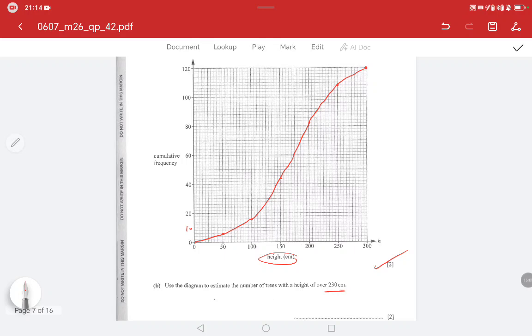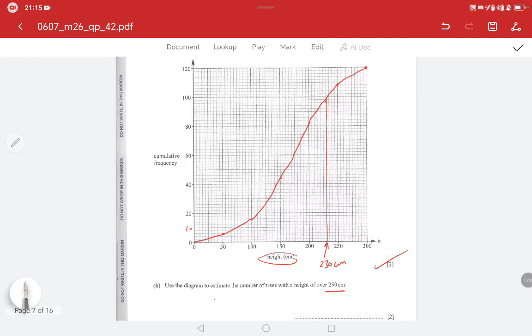What is 230? This one should be like 225. So 230 should be here: this one 230, 240, 250. So 230 should be here, 230 centimeters. So you have to draw a vertical line. Please show your work on the graph. Make a line like this one.